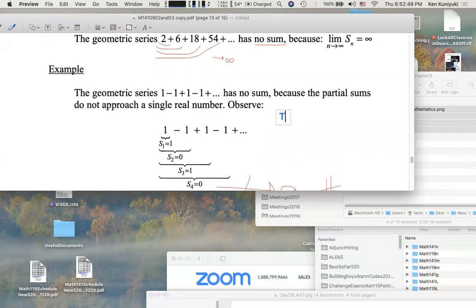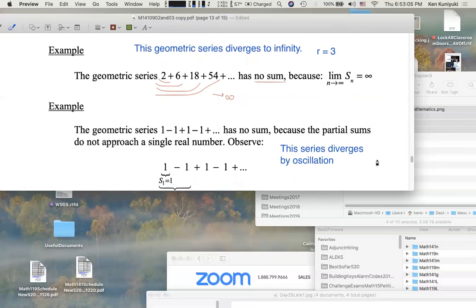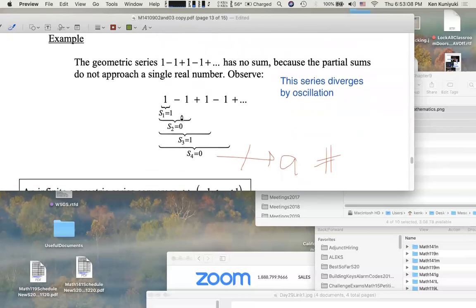But in a different way. This series diverges more by oscillation. We might say that this geometric series diverges to infinity because the partial sums approach infinity. Over here, this series diverges by oscillation because these partial sums just kind of wobble between the same two numbers, right? But these don't approach a single number, and you can't say 1/2. Although some software programs try to pull that. They try to say these approach a half. I don't quite buy that.